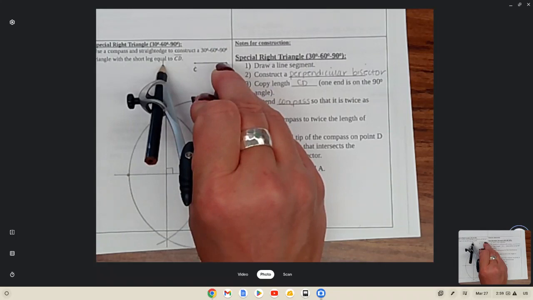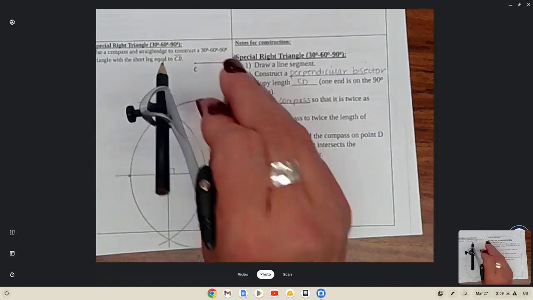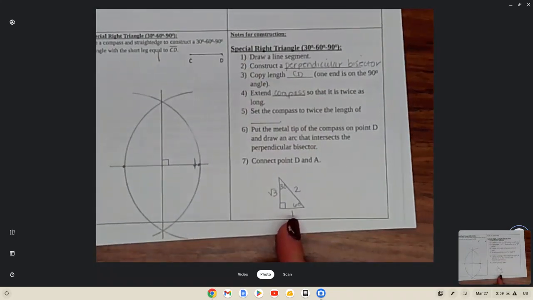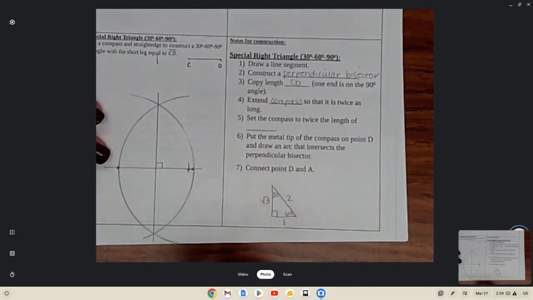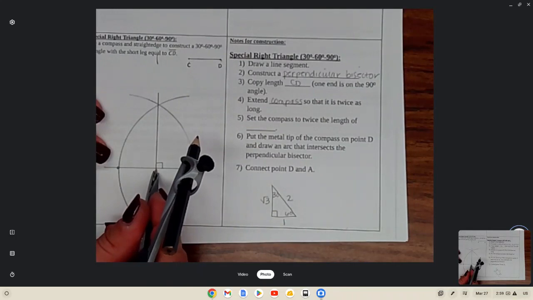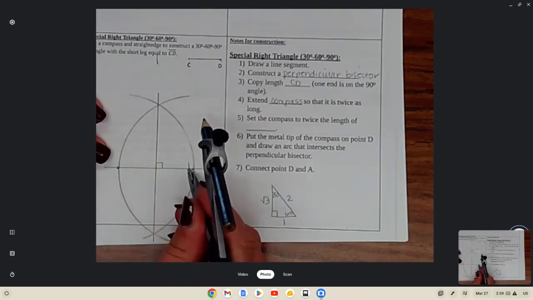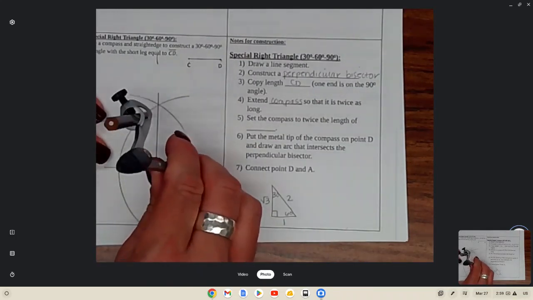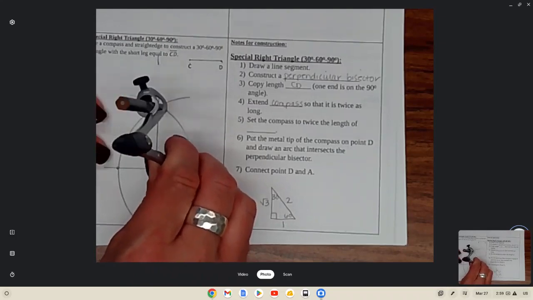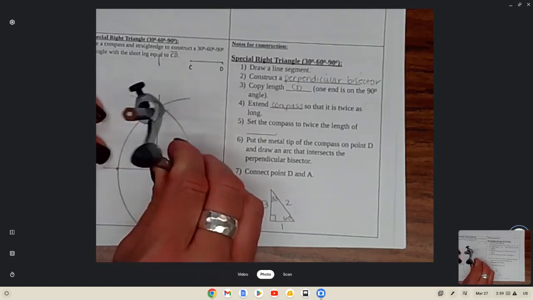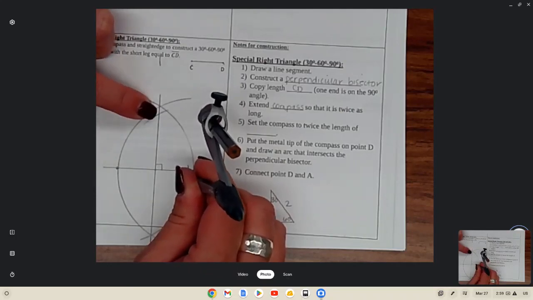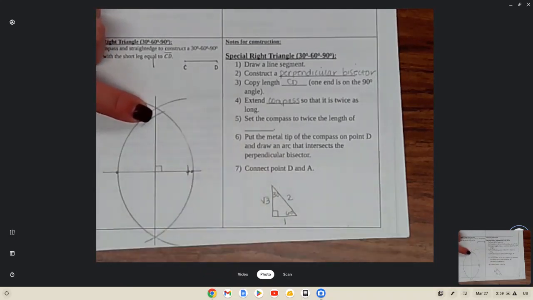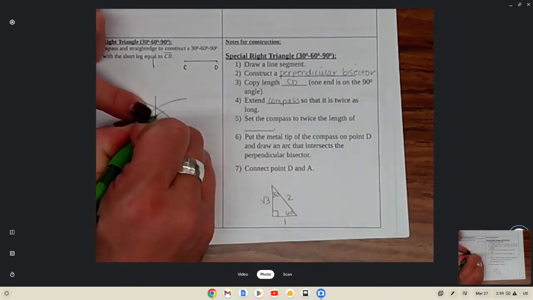Now, before you start marking stuff on your drawing, look at our triangle. What needs to be twice the length? Well, the hypotenuse, right? So instead of going from the 90, I'm going to go from here and I'm going to mark, because this should be my hypotenuse, right? So I want to mark where my hypotenuse is going to cross up here. Okay, so this is where it should cross up here.